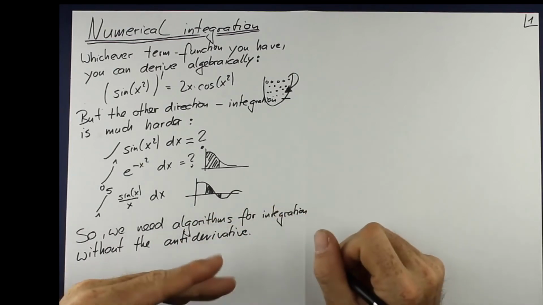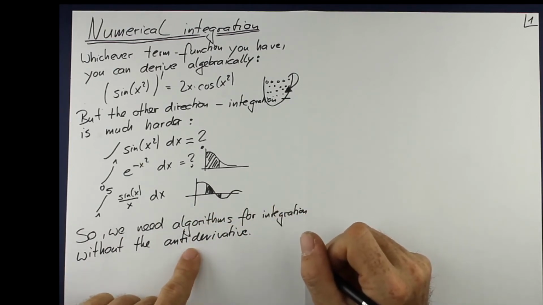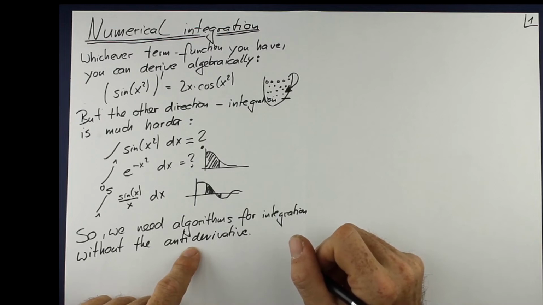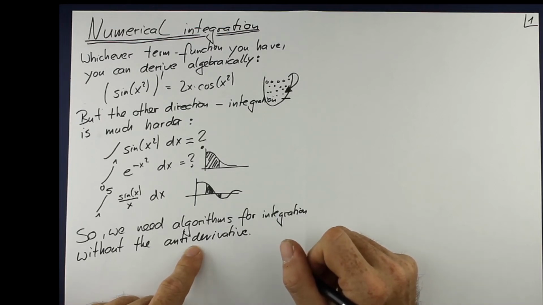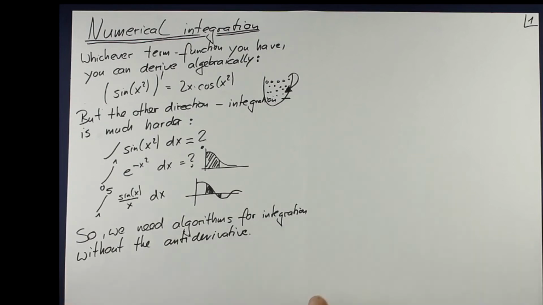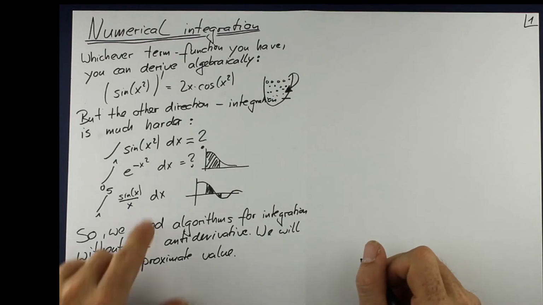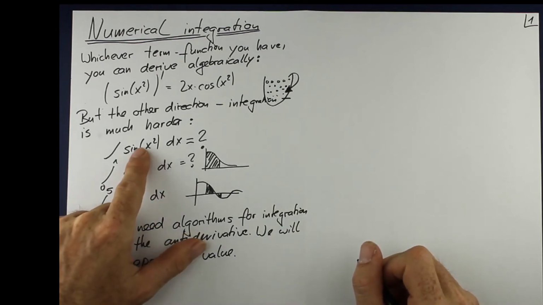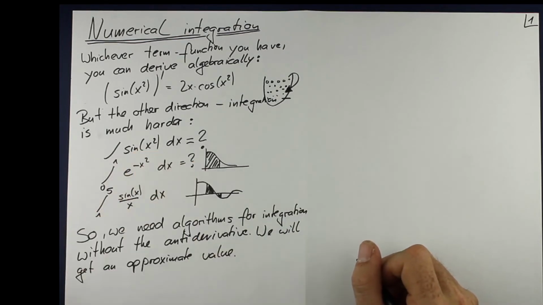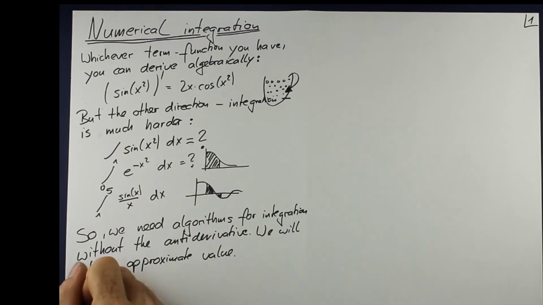And so we are really looking for an algorithm, for an idea how we can do that integration. And what will we get? We will get an approximate value. Okay, and if we have a term function, then we're asking how to integrate, and also for sample functions, we ask the same question.